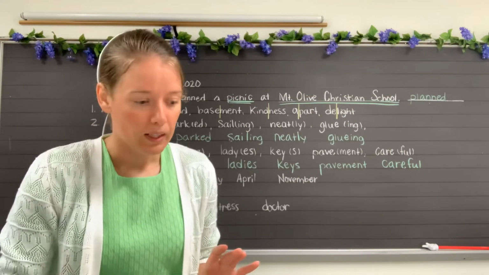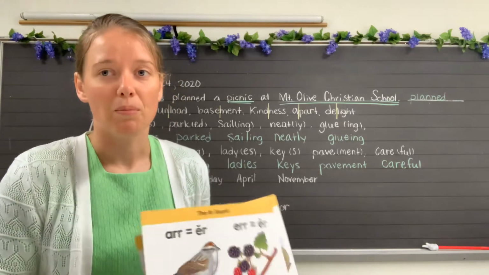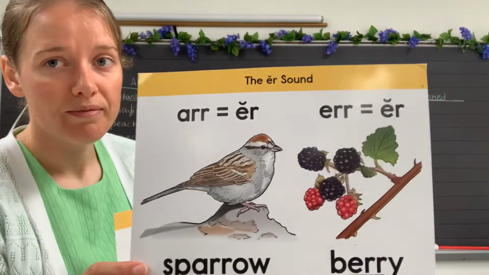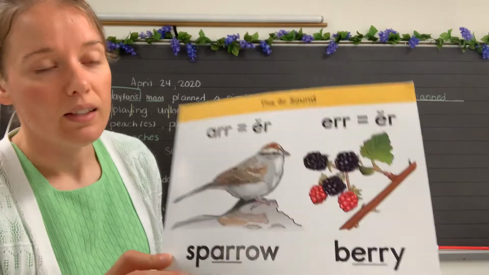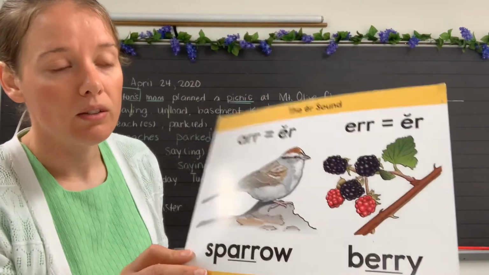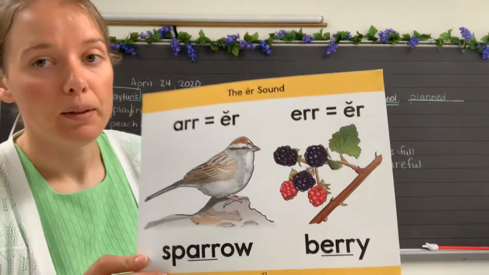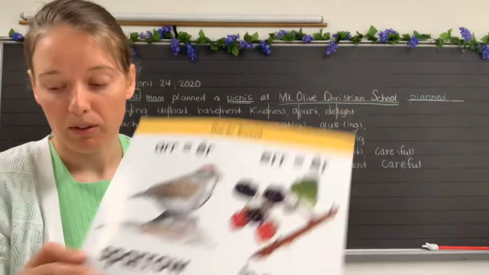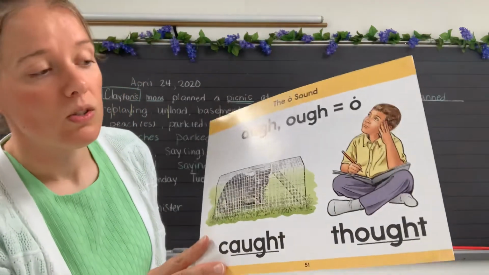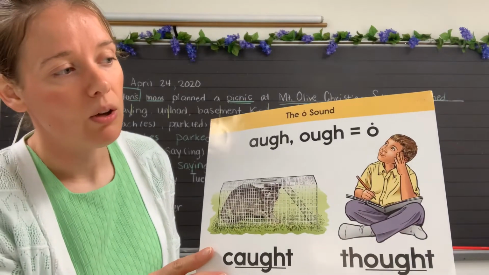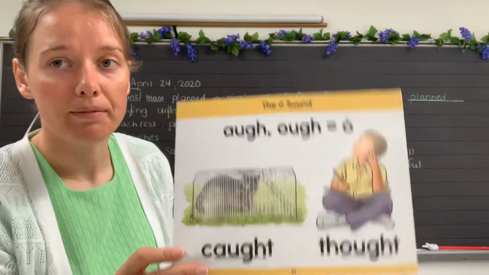Okay, let's read a few phonics cards that we have here. Do you still remember what makes the air sound? A-R-R, as in sparrow, can make the air sound. And also E-R-R, as in berry, can make the air sound. Okay, this is the aw sound. A-U-G-H and O-U-G-H can make the aw sound, as in caught and thought.